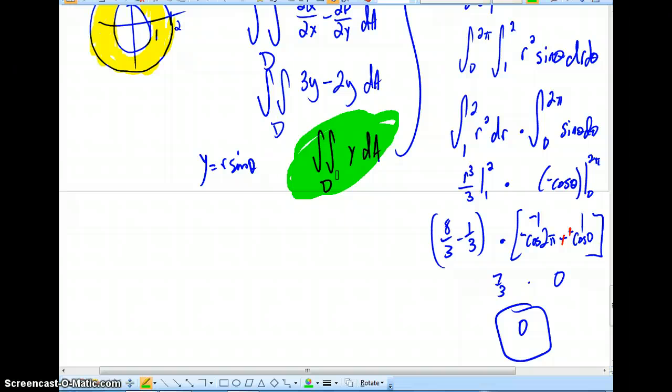So that's where we're wrapping up. Just wanted to let you see how we can integrate over a region with a hole.